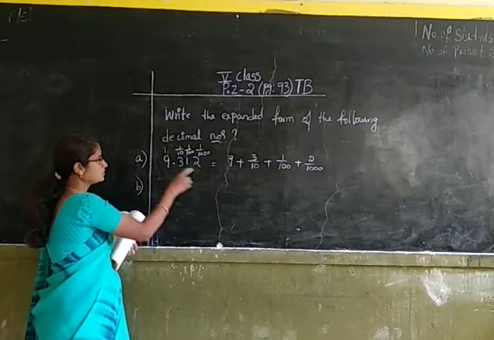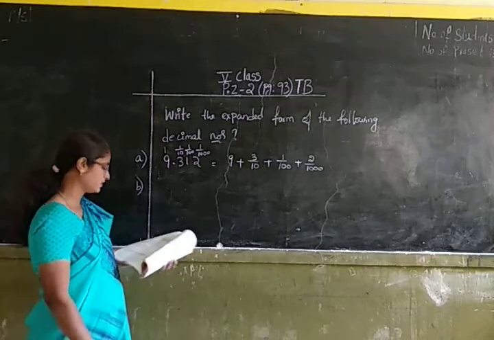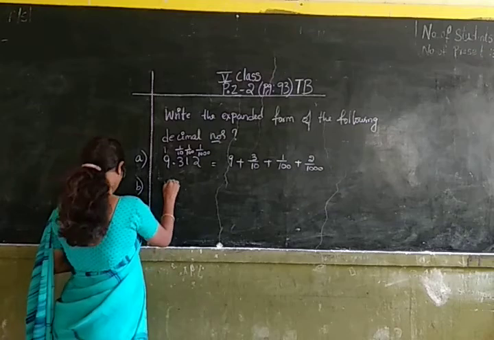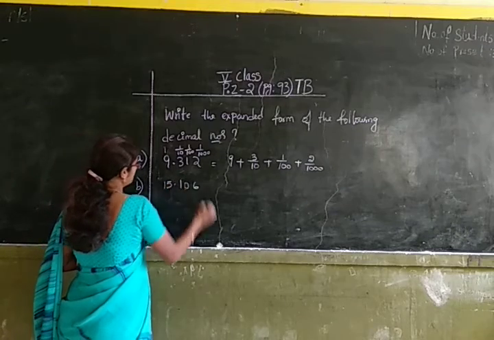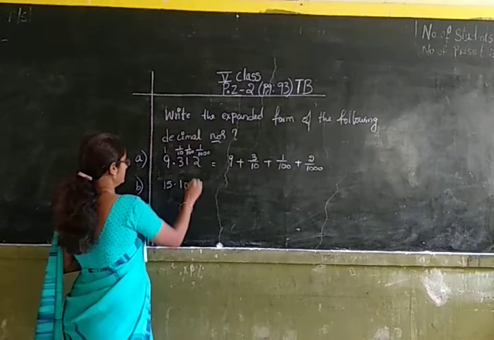Okay, children. So this is the way of writing the expanded form. Let us do the B sum. 15.106. First, let us write down the places.